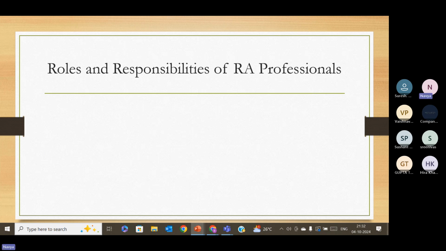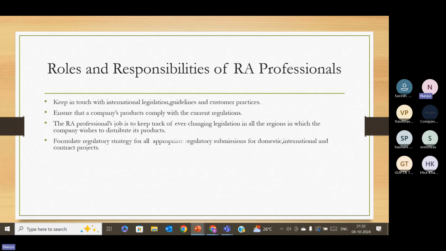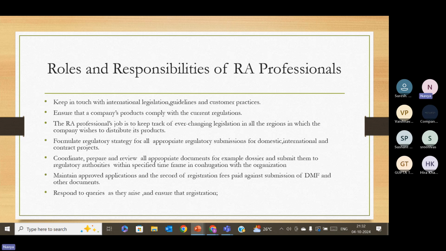Then roles and responsibilities: keeping in touch with international legislation, guidelines, and customer practices, ensure that the company's product comply with the current regulations. Our professional job is to keep track of every ever-changing legislation in all regions in which the company wishes to distribute its product, formulate the regulatory strategies, coordinate and prepare, review all the documents. This is an important task for us.